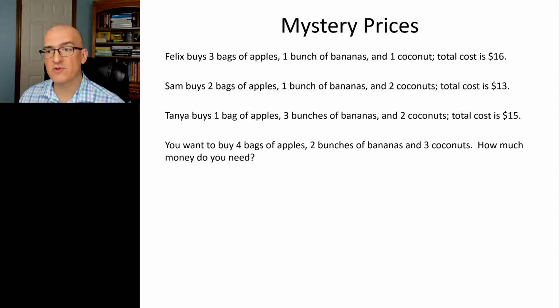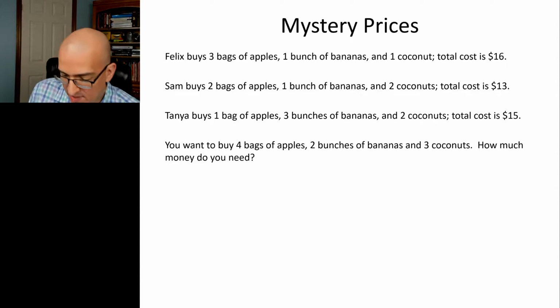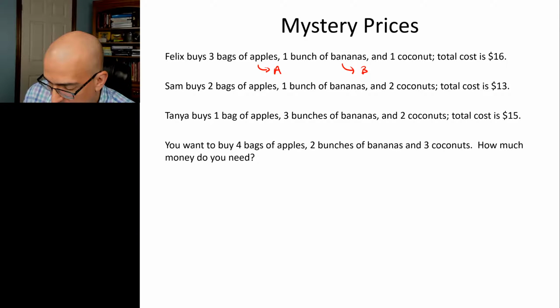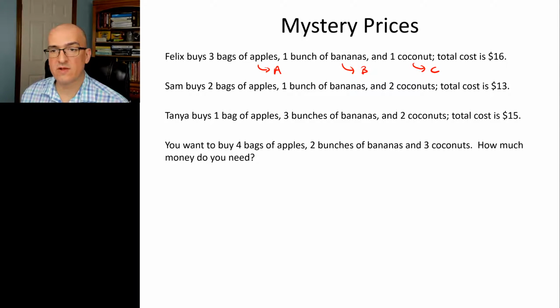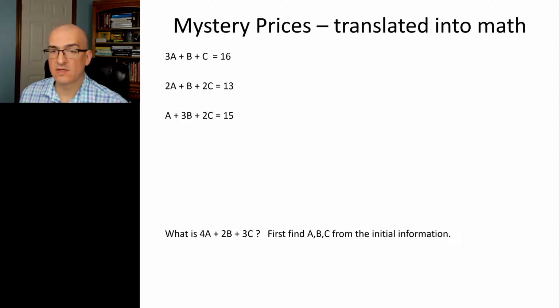To proceed, I'm going to take those 3 sentences at the top and convert them into mathematical language. I don't want to draw those lines underneath because it looks like division. So apples I'll call A, bananas I'll call B, and coconuts I'll call C. And I'll do that for all 3 of the lines, and then rewrite those lines as follows. 3A plus B plus C is equal to 16. So 1 times B plus 1 times C, we don't need to write the 1 there. And then the next 2 are indicated below that.